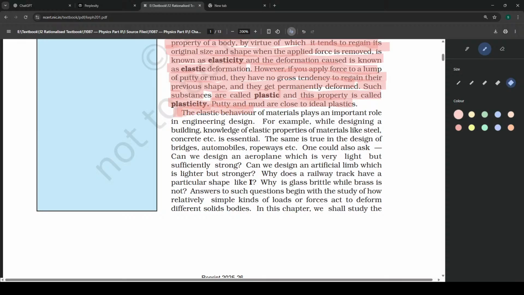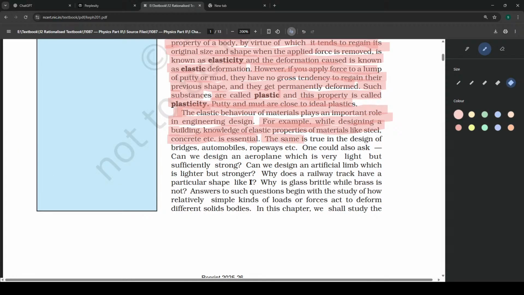The elastic behavior of materials plays an important role in engineering design. For example, while designing a building, knowledge of the elastic properties of materials like steel, concrete, etc. is essential. Otherwise, the building will collapse. If a proper idea of the materials is not known and not planned, the building will most probably collapse, endangering many lives. So it must be thoroughly investigated depending on the plan, the materials required, the body of the building, etc.